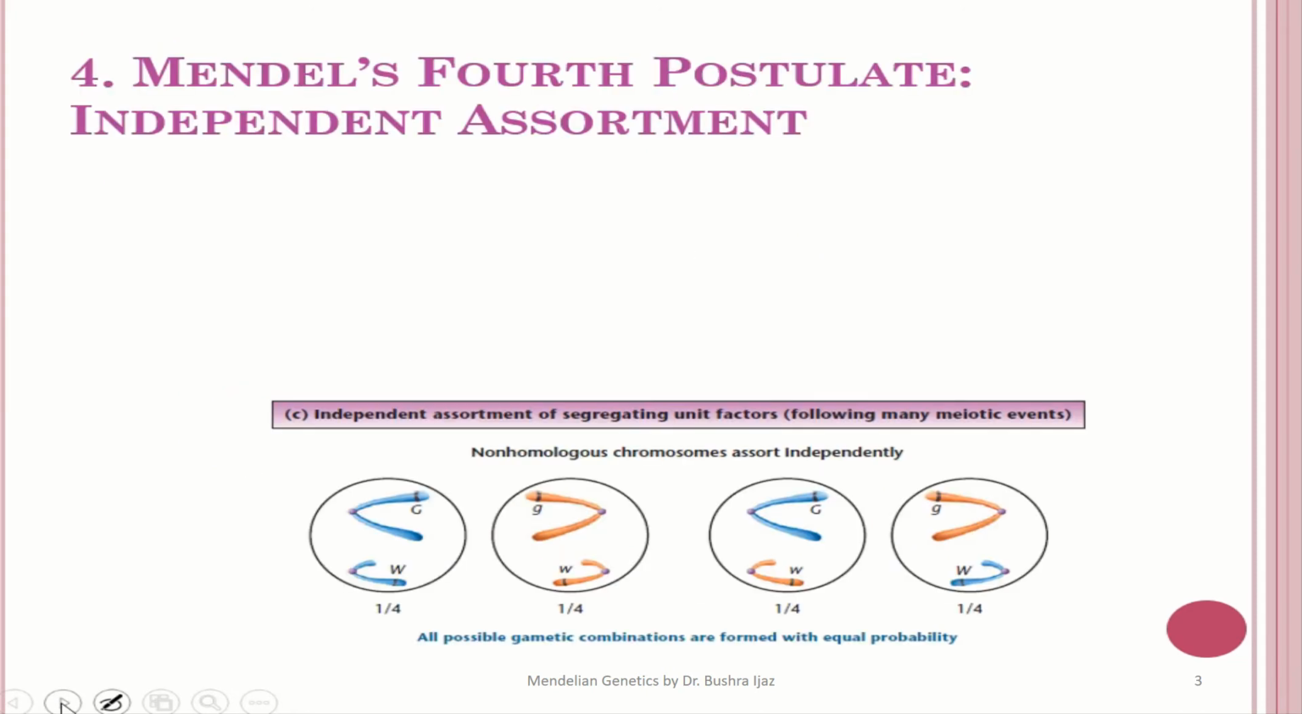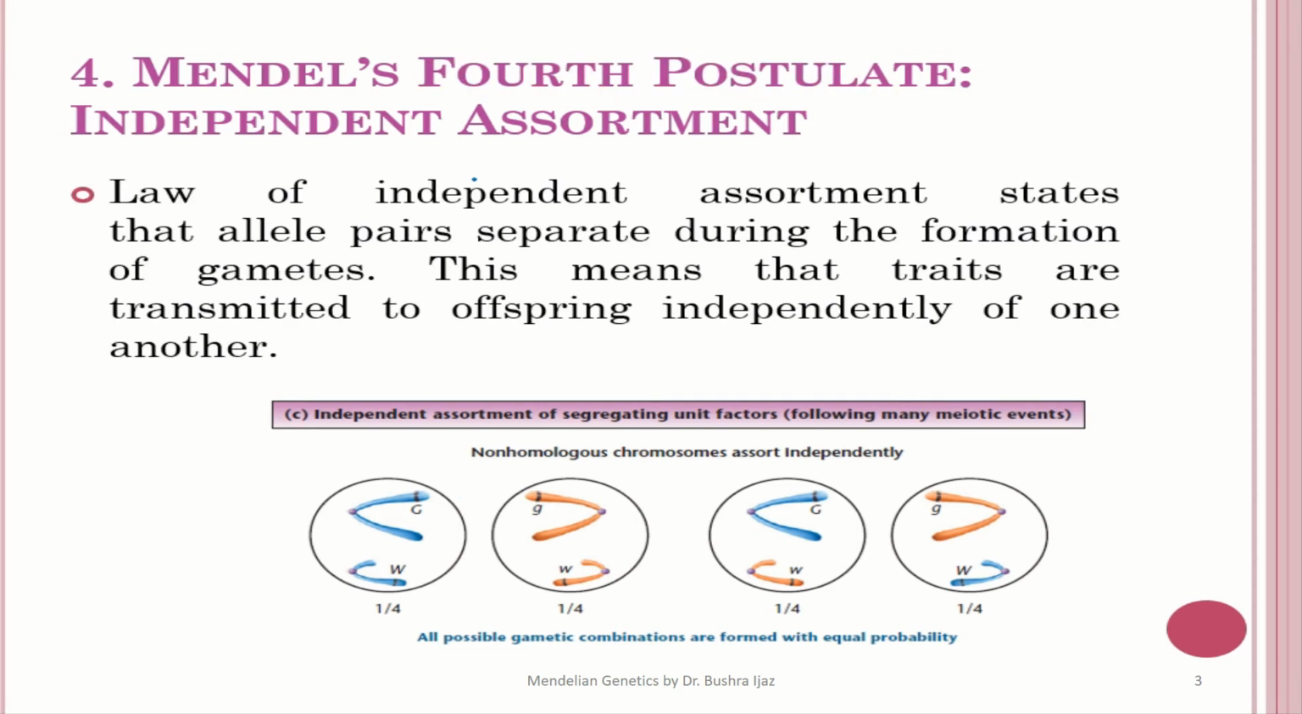This is their genotype. Now, there is a fourth and last postulate of Mendel's. Before that, we have covered three postulates of Mendel's law of experiments. And this is the independent assortment, in which the law of independent assortment says that the allele pairs separate during the formation of gametes. This means that the traits are transmitted to offsprings independently of one another.